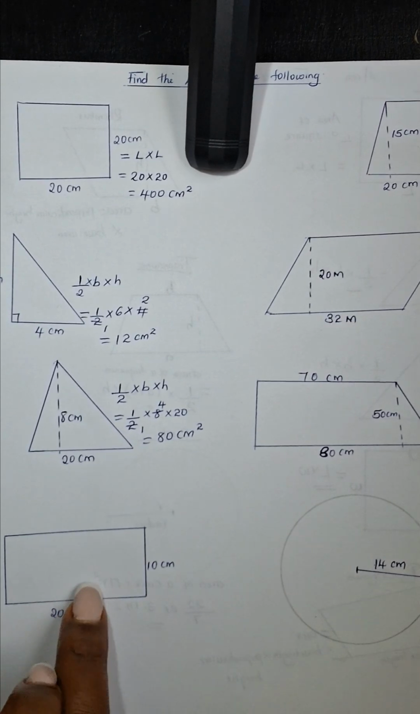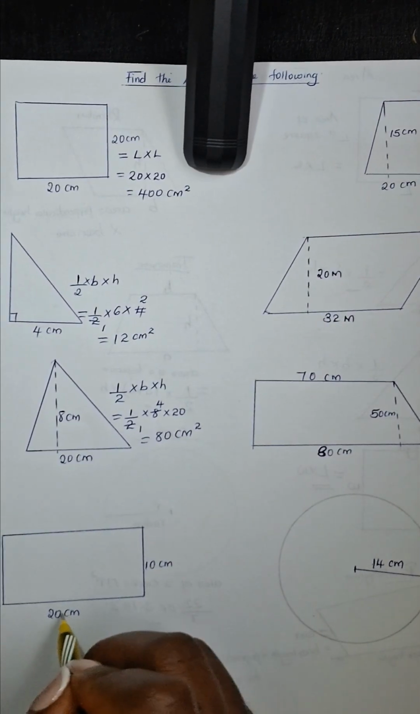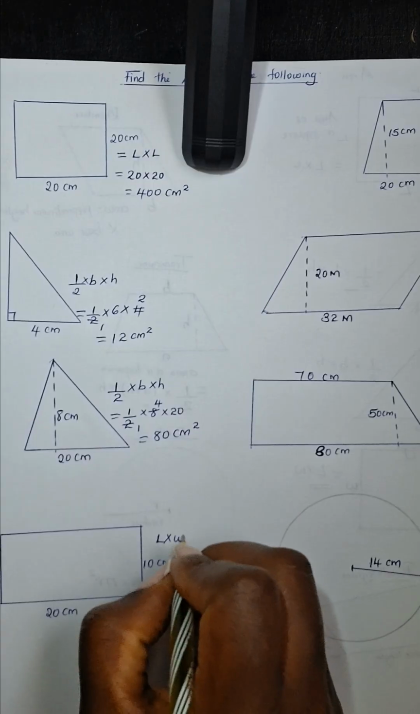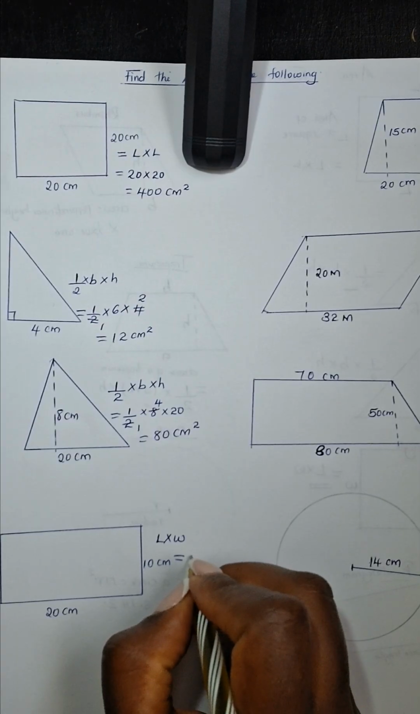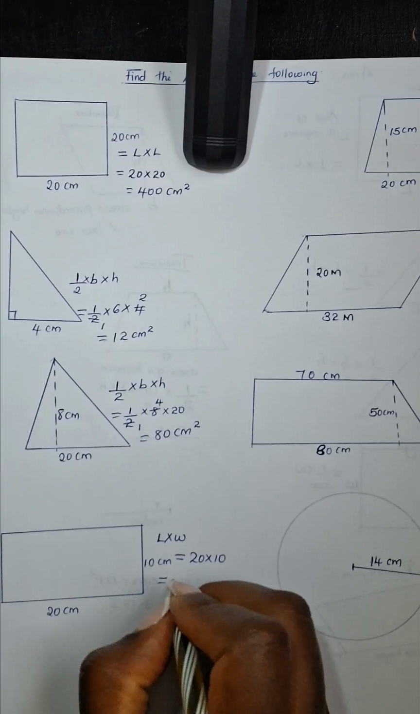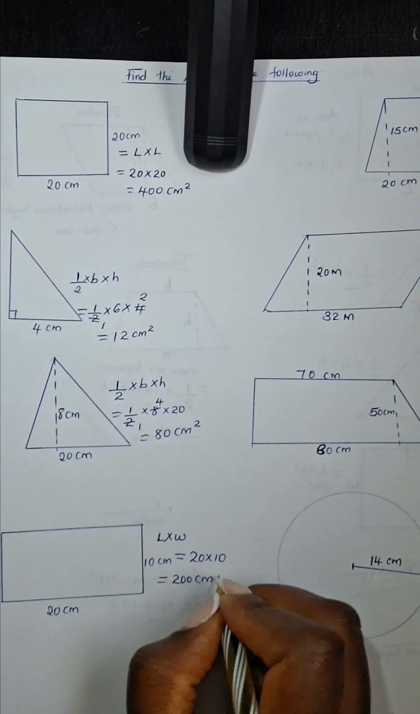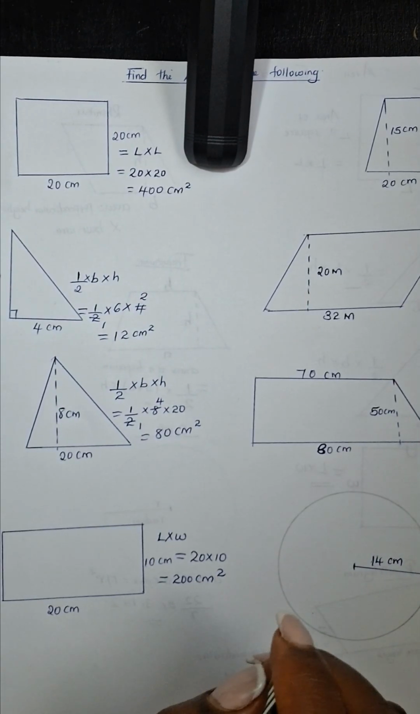I have this rectangle. This is a rectangle. And remember we had said that the area of a rectangle is length times width. Okay? So what will I multiply here? I will multiply 20 times 10 to give me 200 centimeters squared. Right, it's that simple.